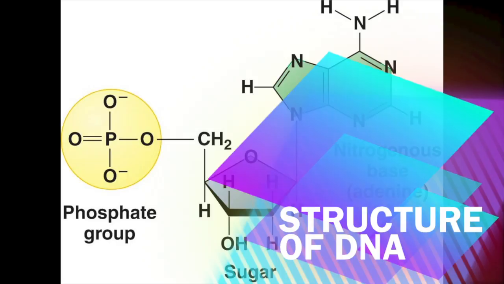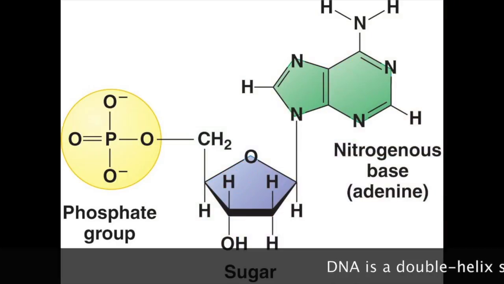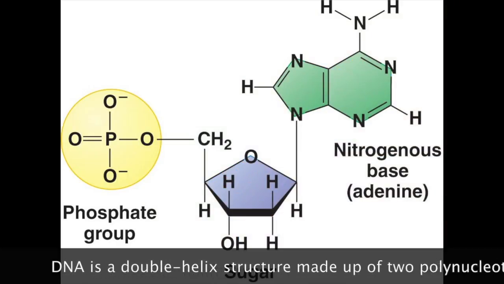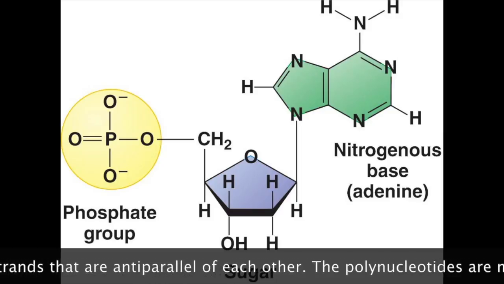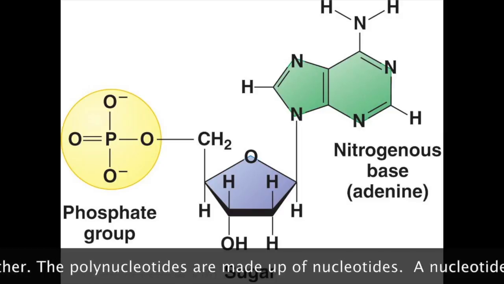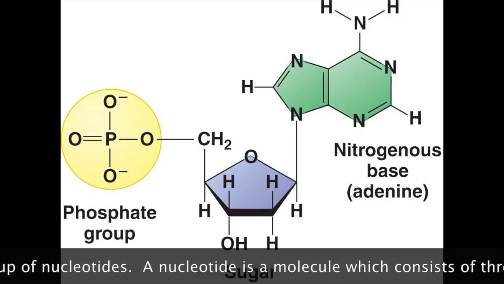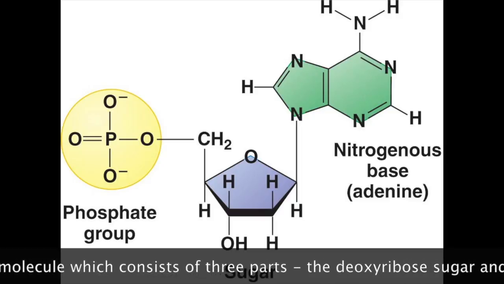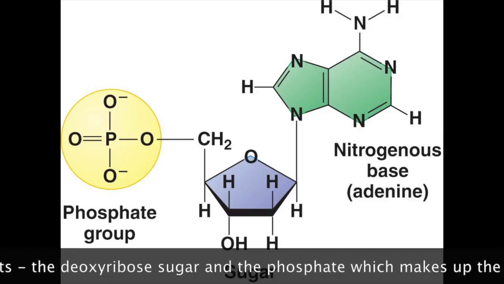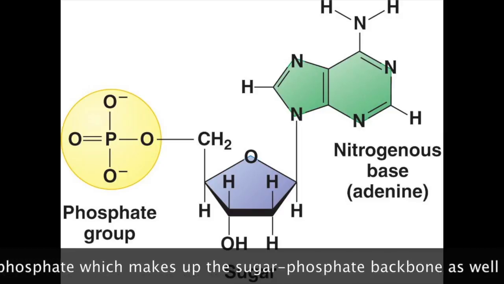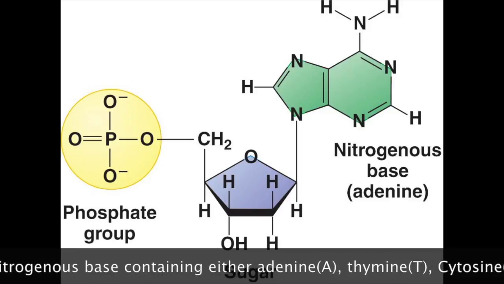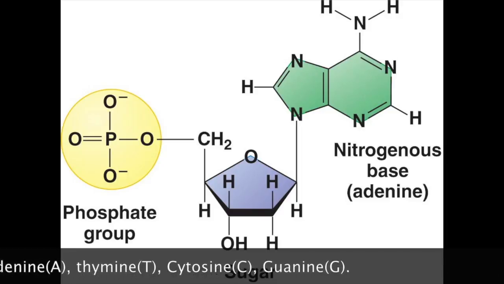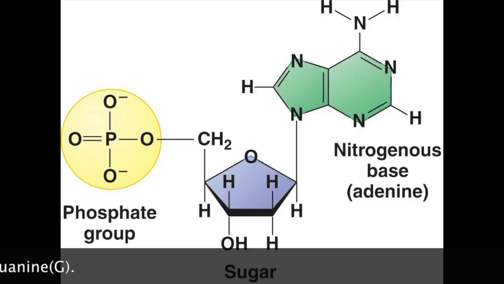The structure of DNA. DNA is a double helix structure made up of two polynucleotide strands that are anti-parallel of each other. The polynucleotides are made up of nucleotides. A nucleotide is a molecule which consists of three parts: the deoxyribose sugar and the phosphate, which make up the sugar-phosphate backbone, as well as a nitrogenous base containing either adenine, thymine, cytosine, or guanine.